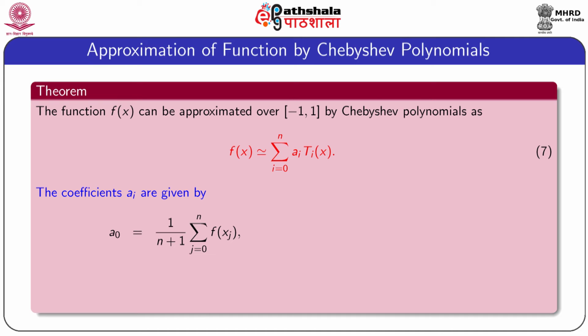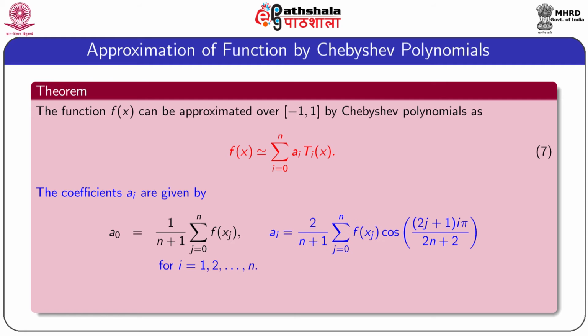The first constant a0 is equal to 1 by n plus 1 into the summation j equals 0 to n of f(xj), and ai equals 2 by n plus 1 into the summation j equals 0 to n of f(xj) into cos of (2j plus 1) i pi divided by 2n plus 2, and this is true for all i equals 1 to n. Also, the argument xj equals cos of (2j plus 1) pi divided by 2n plus 2. So, this is the formula to calculate the a's, the x's, and finally the function f(x).